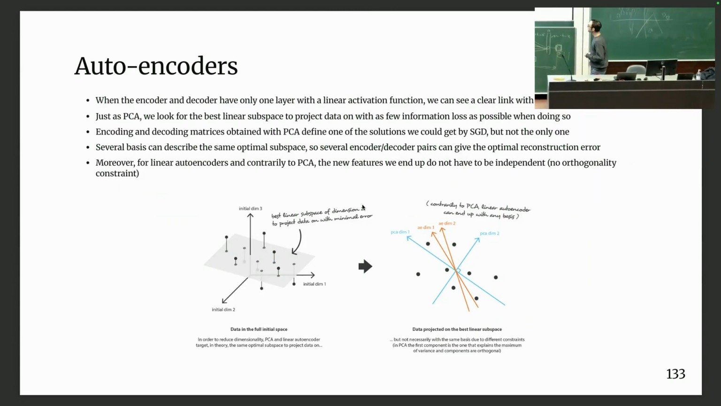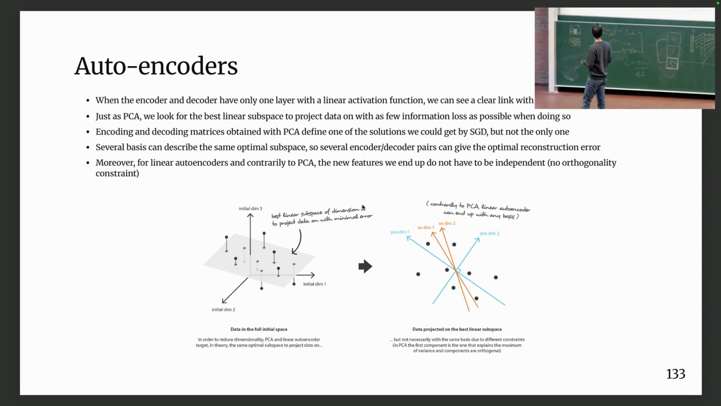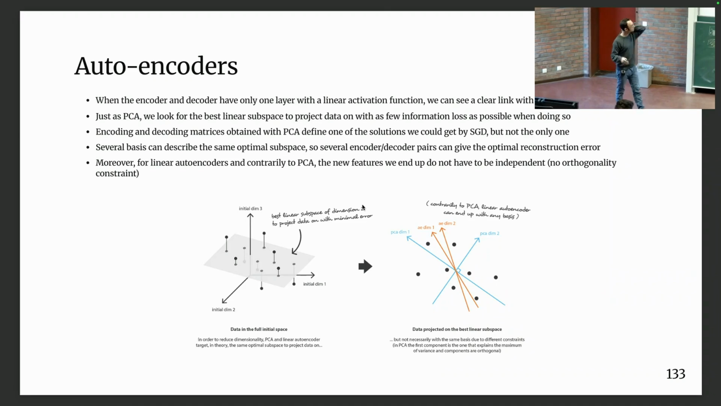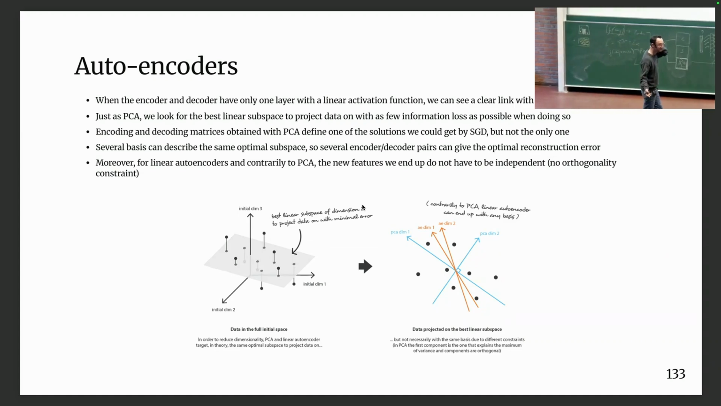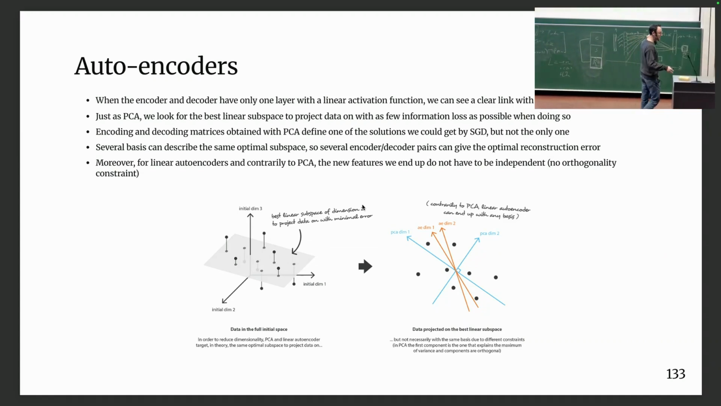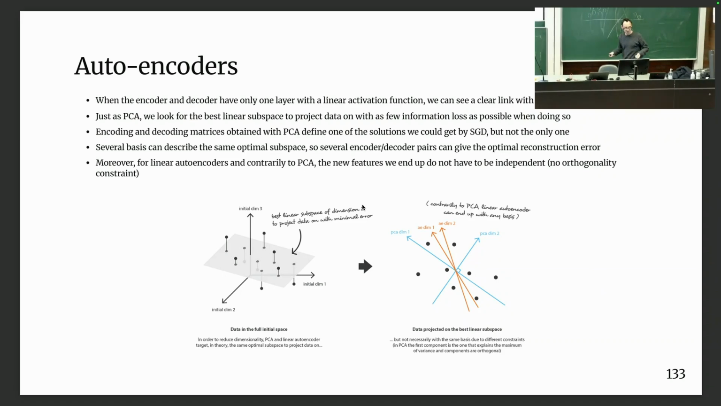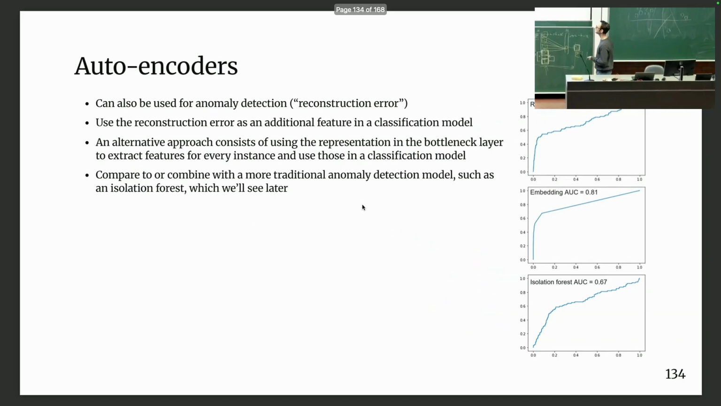There is a link to PCA, as already discussed. When the encoder and the decoder only have one layer with a linear activation function, then it's the same as PCA, right? The way this is more flexible than PCA is that it doesn't need to have only one layer, and it doesn't necessarily need a linear activation function. But if you set up an autoencoder where you only have one hidden layer in the encoder and the decoder, and you use linear activation functions, then you get PCA. It's basically one of the solutions, because you can have several bases that describe the same optimal subspace, but it's equivalent in expressive power, at least, to what PCA gives you.